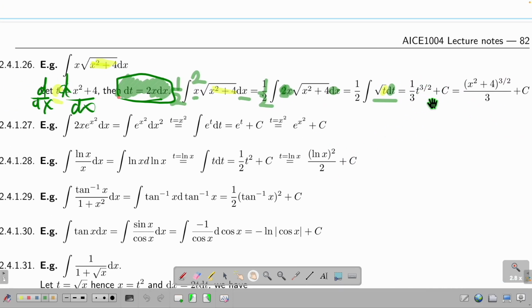Finally, I have t, but my question is on x. Then I call back the yellow box. t is x squared plus 4. So this power 3 divided by 2 becomes x squared plus 4. That's how you deal with substitution.